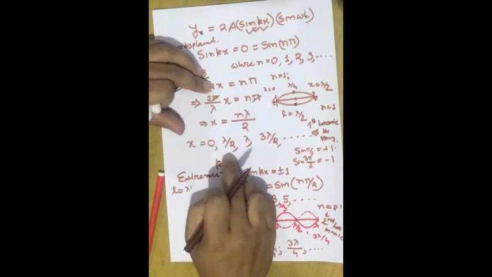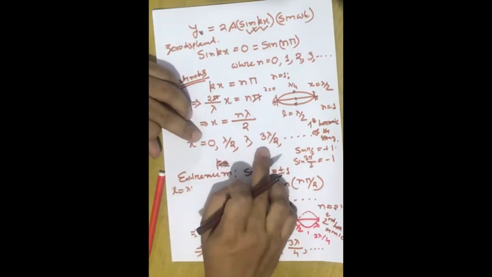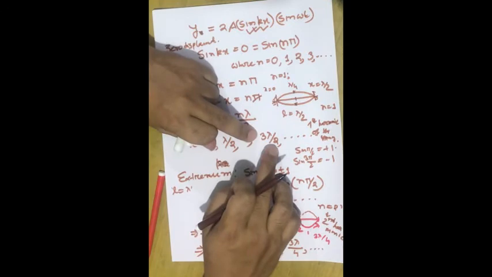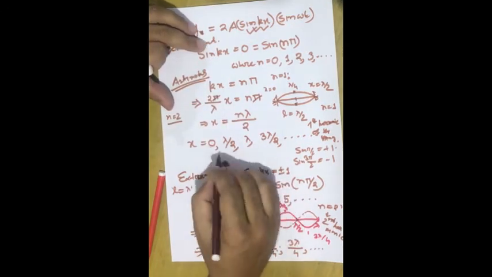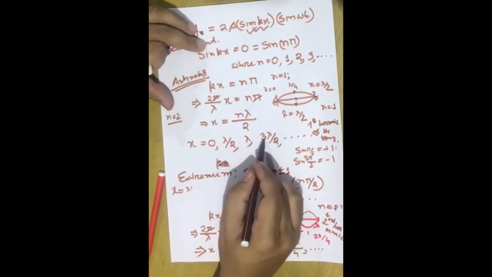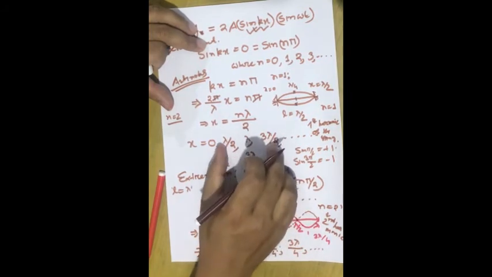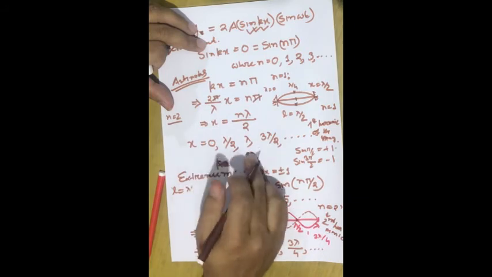Okay. Similarly, we can proceed to n is equal to 3. For n is equal to 3, you have to take a string of length 3 lambda by 2, because this is that value, and 0 and 3 lambda by 2 will be fixed.